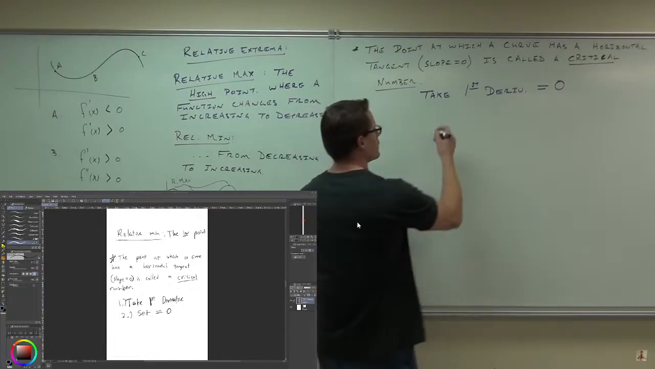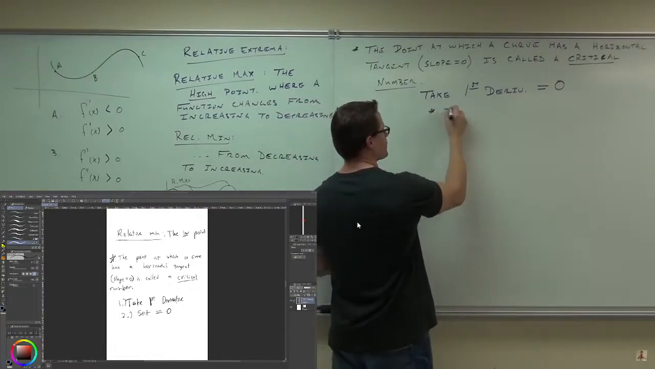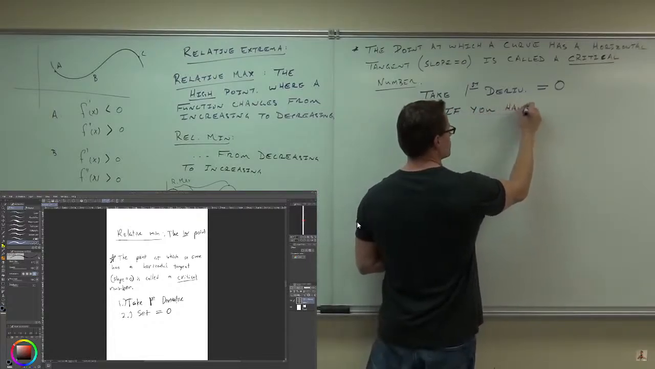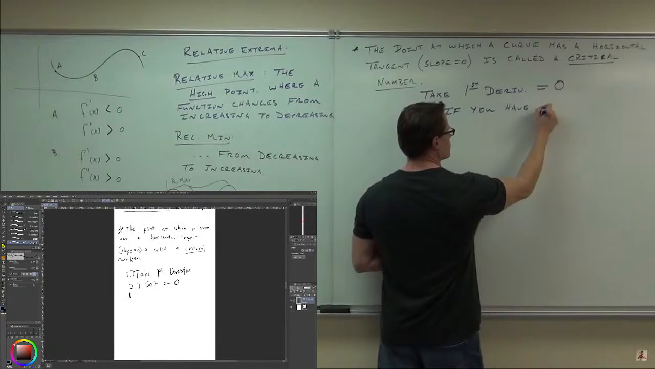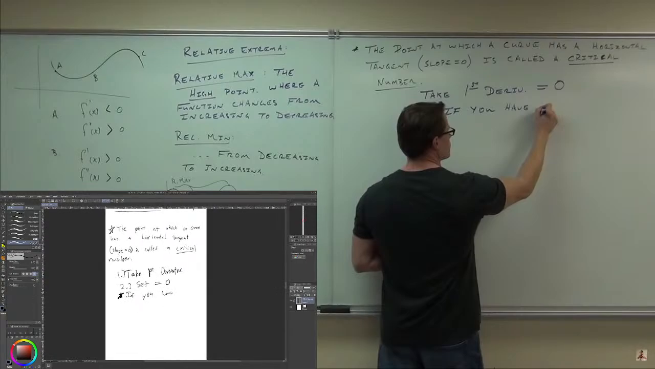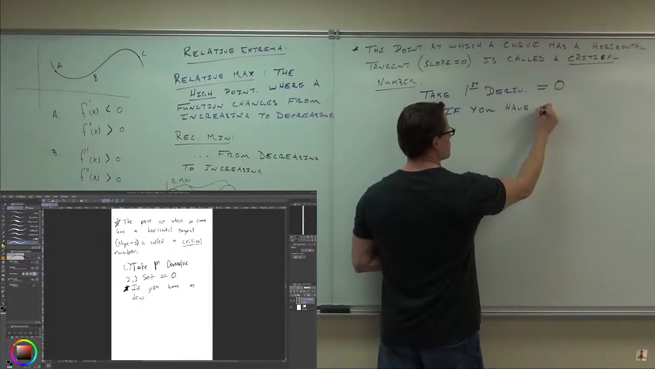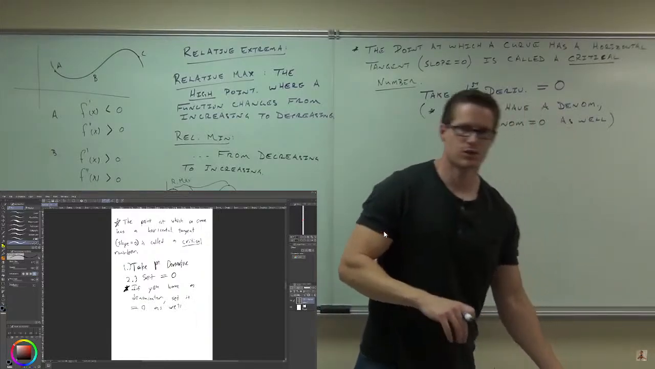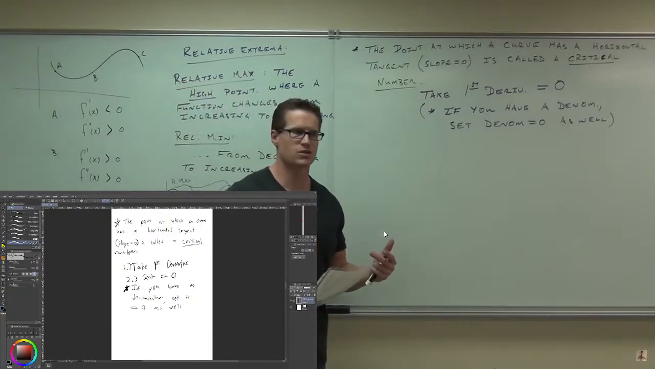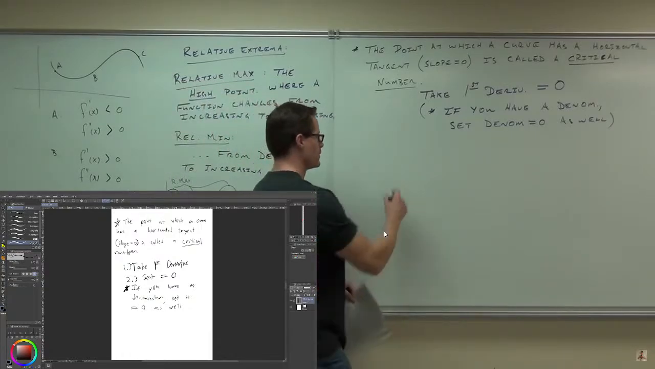It's important. So little note, if you have a denominator, set the denominator equal to 0 as well. That could give you any undefined points for your slope, which would be a big deal. You can change from increase and decrease to undefined points. Let me prove that to you.